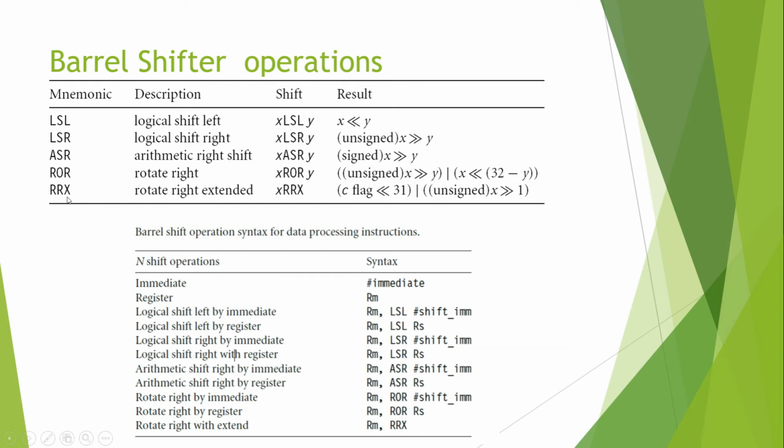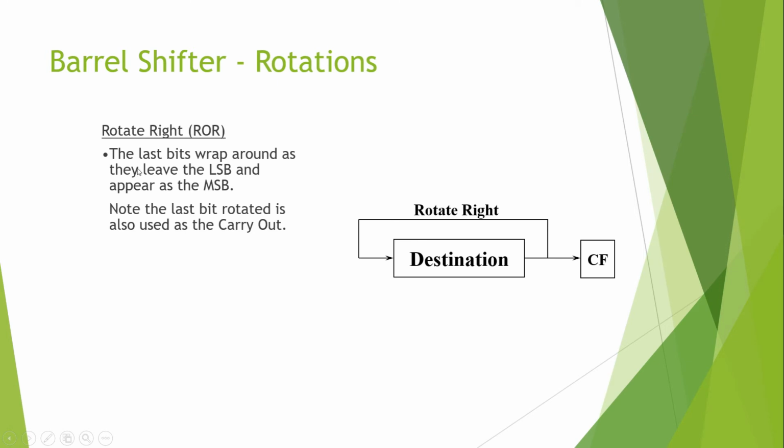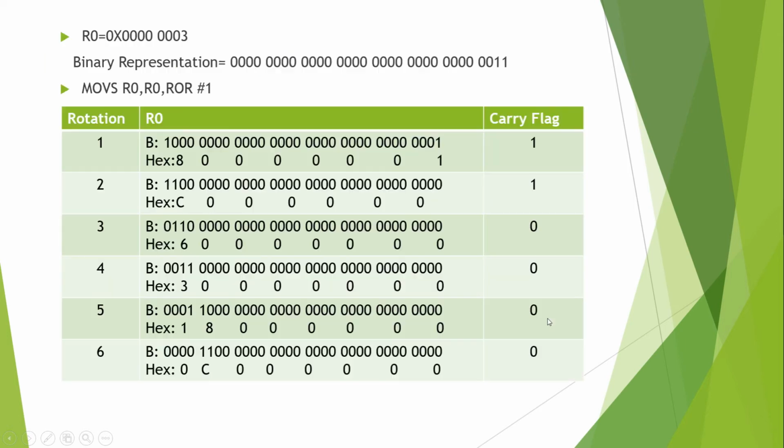Now in this program, we are interested in rotate right, so we will understand what the barrel shift operation is for a rotate right instruction. Whenever we have a rotate right instruction, the LSB will be moved to the carry flag, and then the LSB is turned back into the MSB position. To understand that, we associate it with the move instruction, MOVS, where S is a suffix on data processing instructions and it updates the flags in the CPSR.